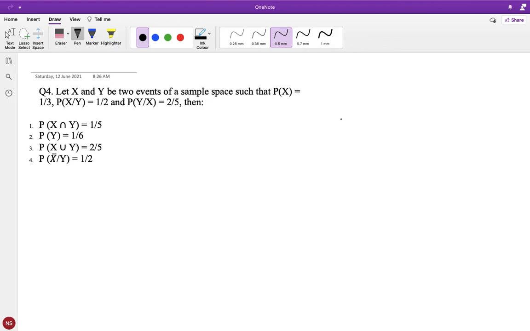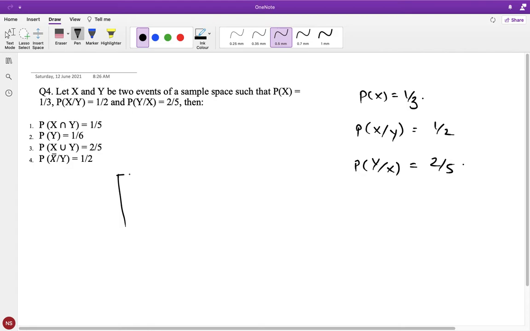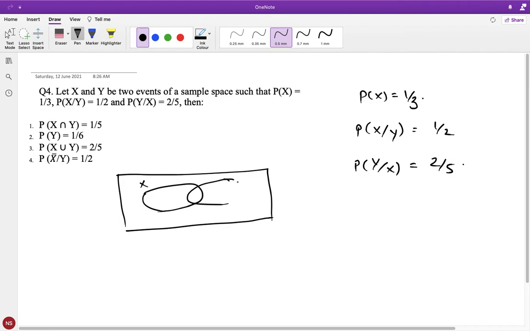Let X and Y be two events of a sample space such that P of X is 1 by 3, P of X given Y is 1 by 2, P of Y given X is 2 by 5. So I will just draw the diagram again. Very easy to solve it like that. This is X set, this is Y set. Let us point these out as A, B, C, and this will be 1 minus A plus B plus C.